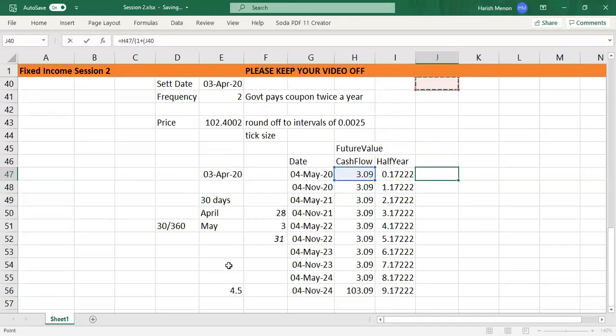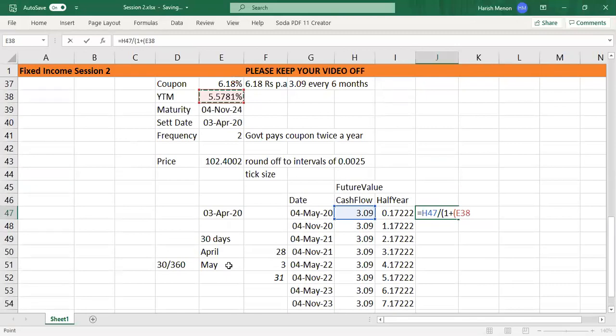You know what was the YTM for this bond we had taken? This much. But you will have to divide it by 2. Why? Because that is for the full year. 5.5781 is per annum. So we take half yearly. Why half yearly? Because coupon is also half yearly. So 1 plus R, this is the R component, to the power time, half years. So if you see, E38 is this 5.5781 divided by 2. So it's a half yearly rate.